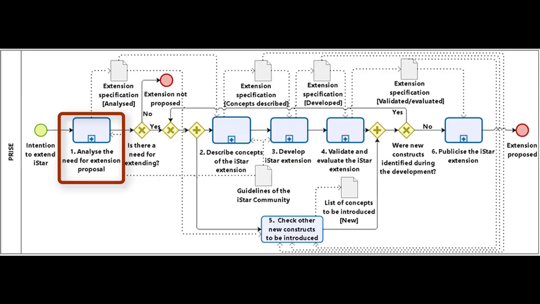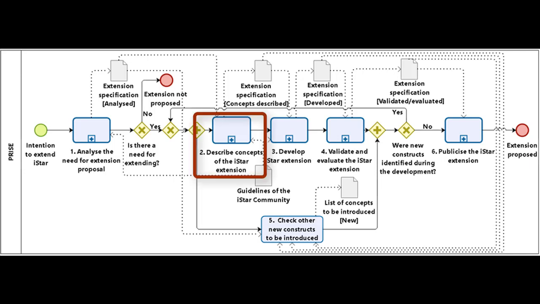The flow returns to the main process when subprocess 1 finishes. If there is no need for extending, the process is terminated without a new extension being proposed. Otherwise, the main process flow continues. The next subprocess is 2.